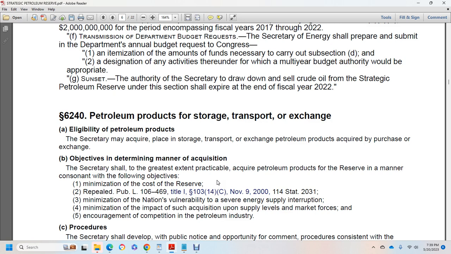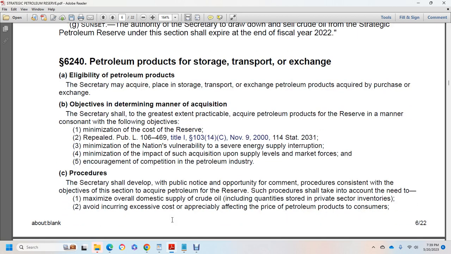The Secretary shall, to the greatest extent possible, acquire the petroleum products for the reserve in a manner consistent with the following objectives: minimization of the cost of the reserve (repealed by Public Law 106-469, Title I, section 103(14)(C), November 9, 2000, 114 Stat. 2031), minimization of the nation's vulnerability to severe energy supply interruptions, minimization of the impacts of such acquisition on supply levels and market forces, and encouragement of competition in the petroleum industry.